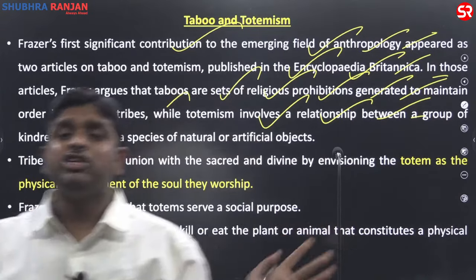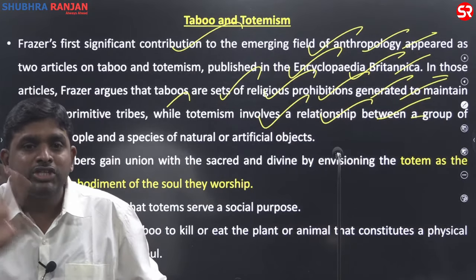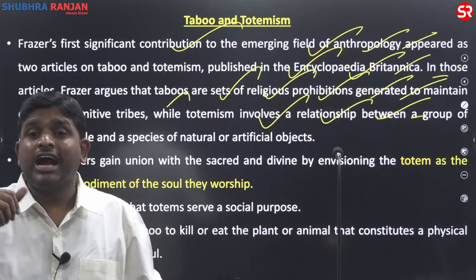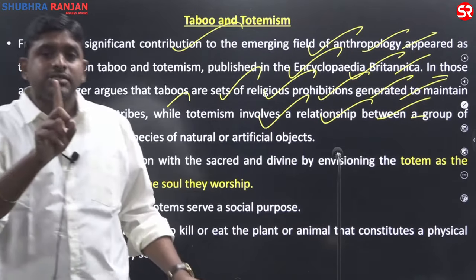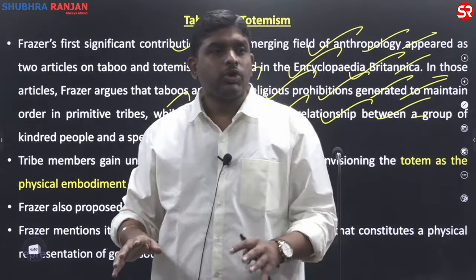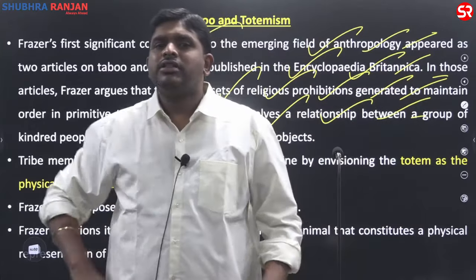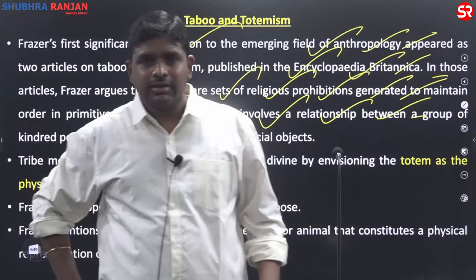So in every society there will be some things called taboos, which are not allowed, which are avoided, which are not acceptable. That is called a taboo. Second is called totemism. Totems will be there. What is a totem? For example, there is a tribal community called the Bishnoi tribal community in Rajasthan.